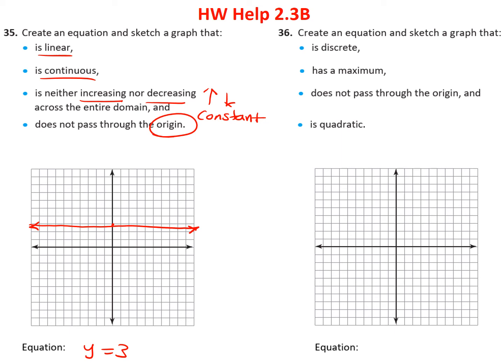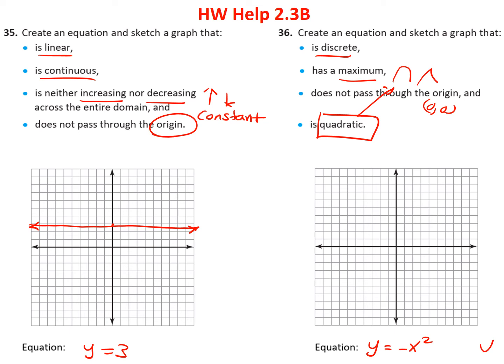And the last one in this group says it's discrete, so I'm going to draw my dots. It's got a maximum, so it's either going to be this one or this one. It doesn't go through the origin, that's 0, 0, but it tells me it's a quadratic, so that means it's going to be that one. So for example, I could draw, if I have an x squared, it's going to go like this. So to make it go the other way, I'll make it a negative x squared.